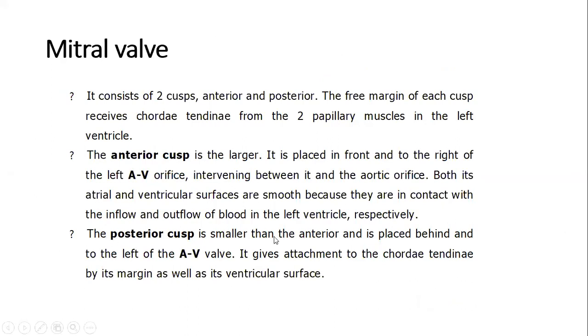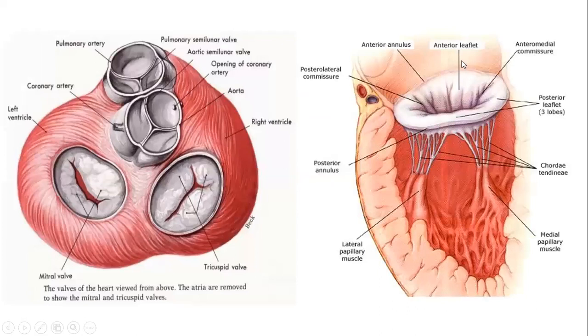The posterior cusp is smaller than the anterior because, as we said, the anterior is larger, so naturally the posterior should be smaller, and it is placed behind and to the left of the AV valve. It gives attachment to the chordae tendineae at its margin as well as its ventricular surface. As you can see here, there are chordae tendineae attached to the free margins of these two cusps. This is the anterior cusp, and this is the posterior cusp.